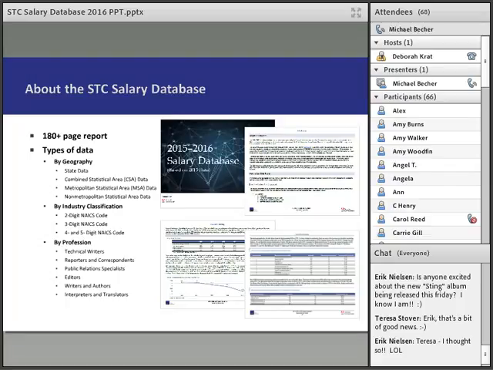So just to give you a little bit of background on the actual published report that we produce, you can see some pages here covering a couple of different pages, the type of information we show. It's very data intensive. The report itself is over 180 pages. A lot of that is just detailed tables based off of different types of categories. So for instance, we do show the data by geography, where we'll show it by state, combined statistical area, metropolitan statistical area, and then non-metropolitan statistical area.